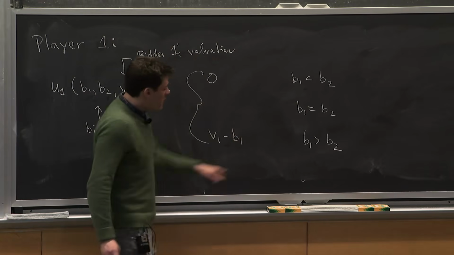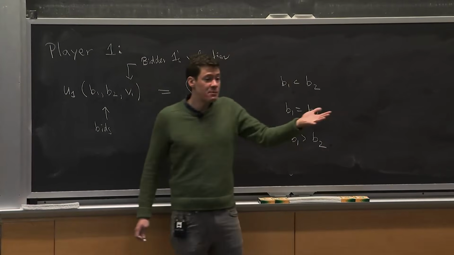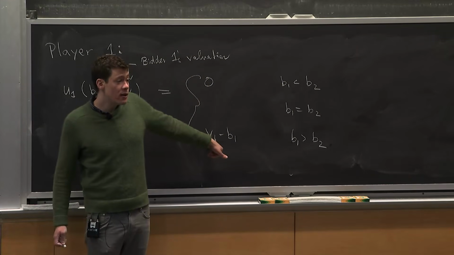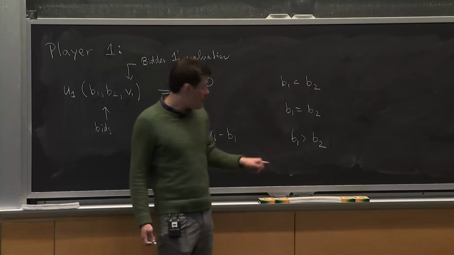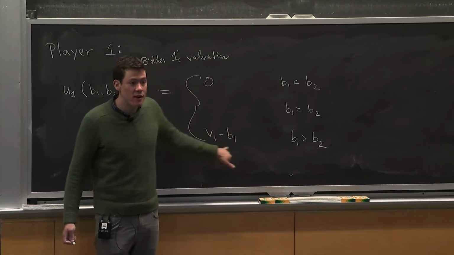So what happens here? I'm bidder 1. I bid higher than my opponent. That means I'm the highest bidder, so I win. Because I win the good, I get my valuation V1, but I have to pay my bid. And my bid was B1. So V and B sound kind of similar, but my total payoff is V1 minus B1.